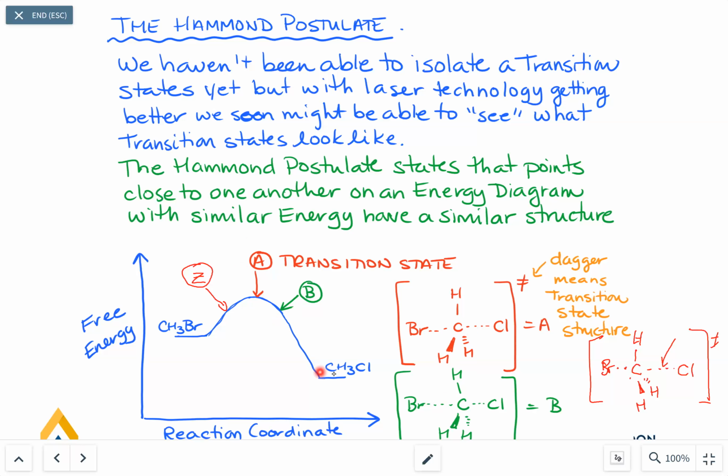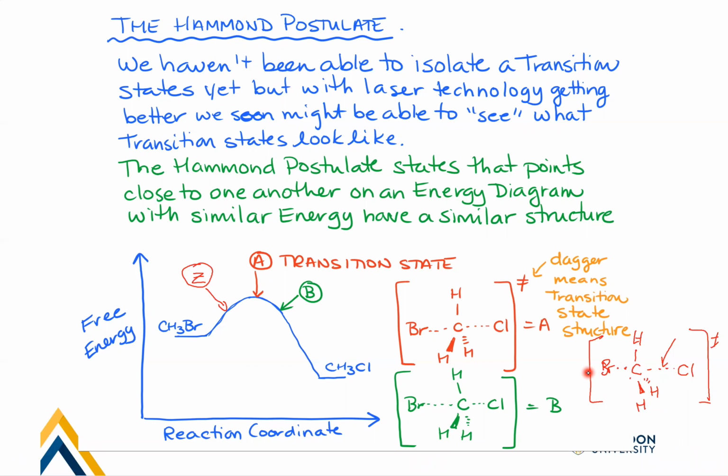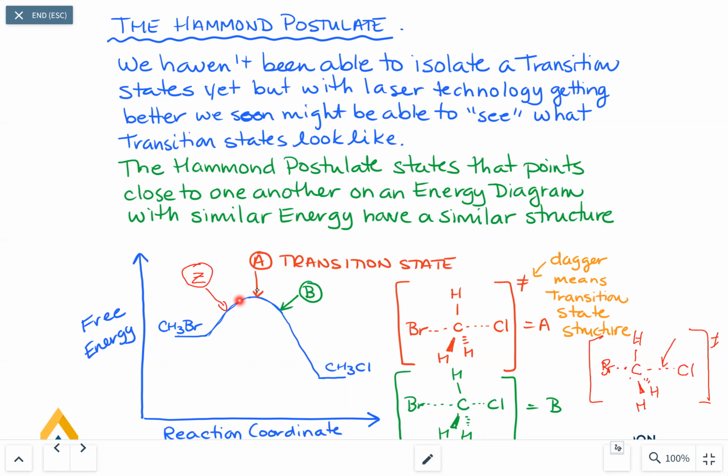And as you're getting closer to this product here, you see that this is starting to become a tetrahedron, just like this would be, because this carbon here would be tetrahedral. Here, where this chlorine's coming in to attack, it's still almost like a tetrahedron. This bond is starting to break, this bond is starting to form. So that's basically Hammond's postulate: if you can't see what the transition state structure is, you look and see, is it closer in energy to starting material or product, and base it off of that. And sometimes it's just right in the middle.